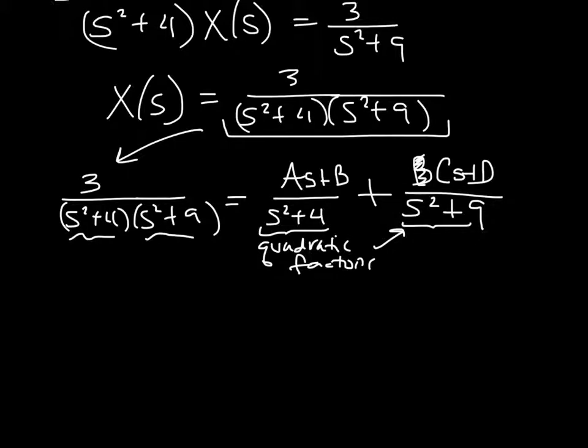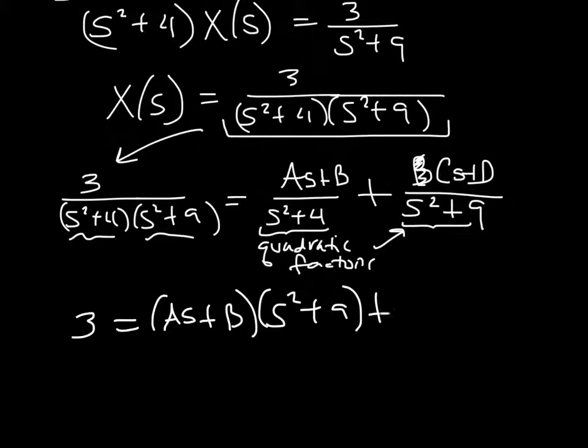Again, we can multiply this by the LCD. We're going to get 3 equals As plus B times s squared plus 9, plus Cs plus D times s squared plus 4. I really want to emphasize this: linear factor times a quadratic factor. I'll go ahead and stop here, and I'll continue in the next video just so it won't be too tedious.